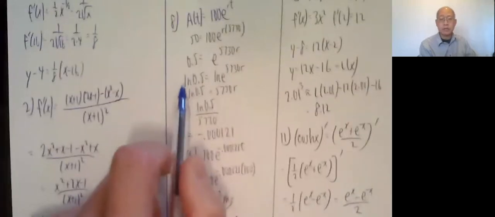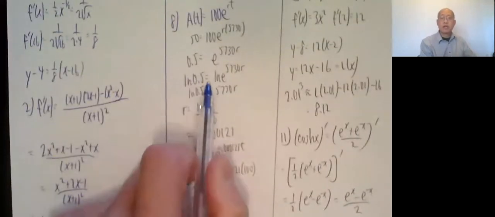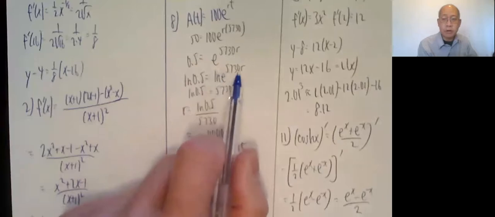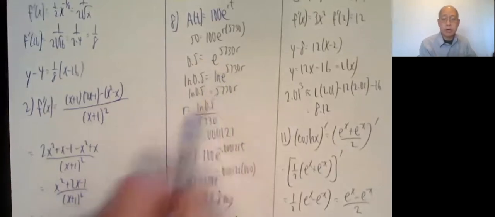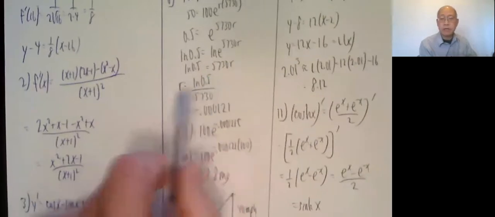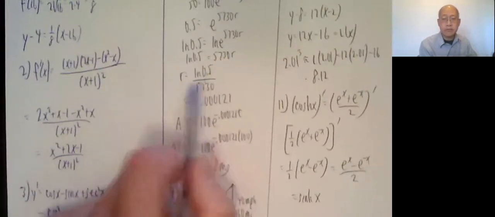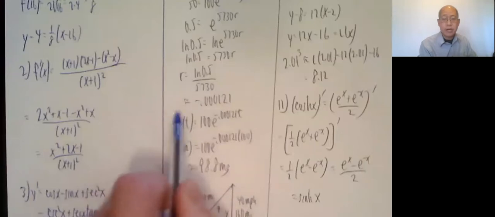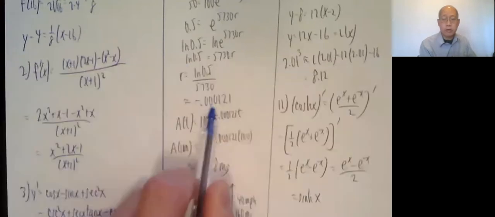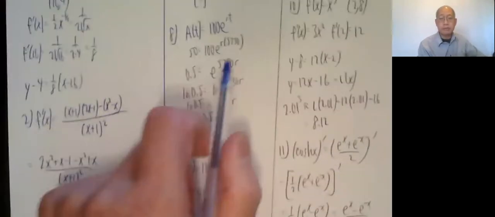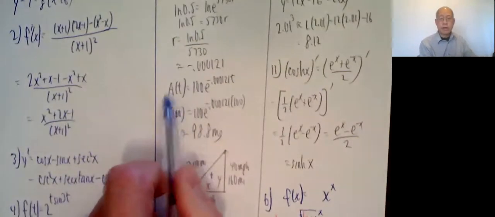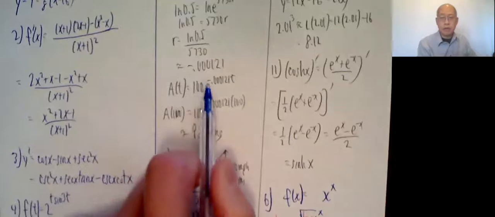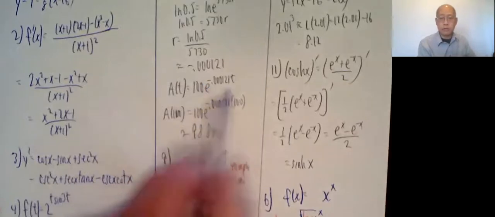Take the natural log of both sides. ln of 0.5 is ln e to the 5730r. That cancels out. ln of 0.5 is 5730r. Divided by 5730, r is natural log of 0.5 divided by 5730. It's about negative 0.000121. So that climbs back up for r, way back over here. So A of t is 100 e to the negative 0.000121 t.